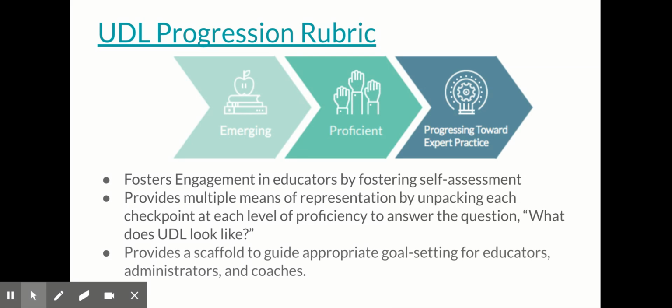This next link leads you to a more granular view of the UDL progression rubric. This is the 8-page lengthy document which identifies all of the guidelines within each of the networks to really show you where you might be, where your district might be in terms of UDL implementation. So that is something that you may want to use. It's one of the links that is on our list of resources.